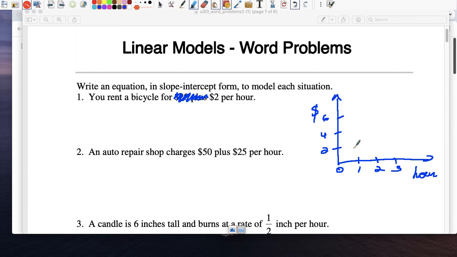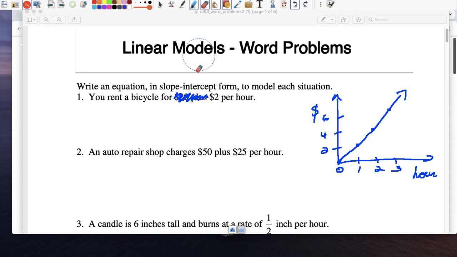So if you rent the bike for 1 hour, it'd be $2. If you rent the bike for 2 hours, it'd be $4. 3 hours would be $6, right? Notice that at 0 hours, if you're not riding the bike and the timer hasn't started, you're paying $0. And it would be a proportional relationship because it goes through the origin, right?